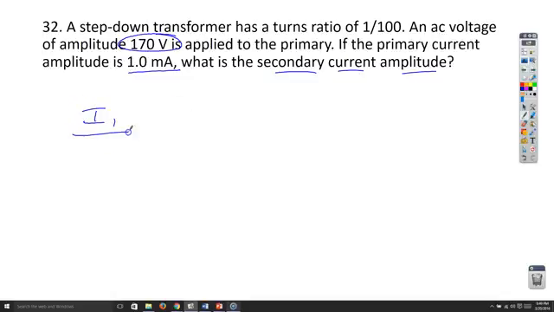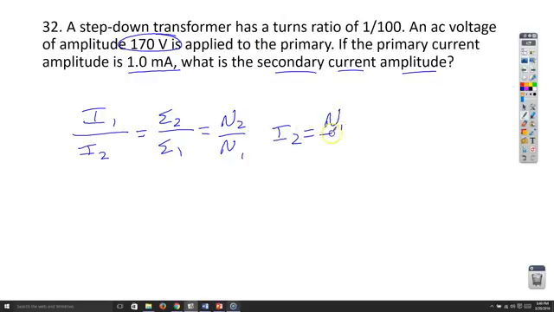So this would be the primary current over the secondary current is equal to, now remember this is an inverse of what we have here, primary voltage, secondary EMF over the primary EMF, and this is the secondary number of turns over the primary number of turns. So essentially here we've got the secondary current is equal to the primary turns over the secondary turns times the primary current. Our primary turns, remember, would be 100 because it's a step-down transformer. Secondary is only going to be 1.